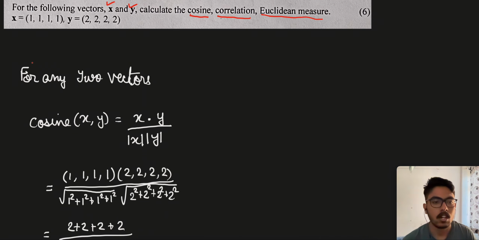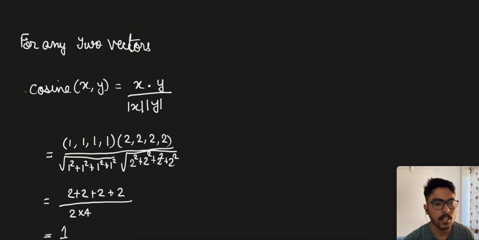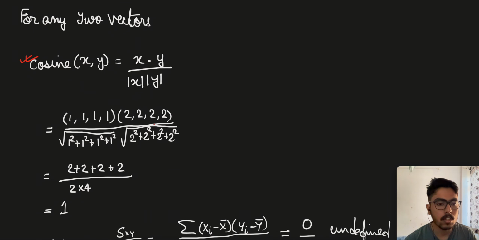So let's begin. For any two vectors, the cosine is defined as x dot product y divided by modulus of x into modulus of y. Right. And modulus, if you know, is to be calculated as we have studied in class 12. So suppose a vector is ai plus aj, so mod of a is under root of ai square plus aj square, right? So this follows.